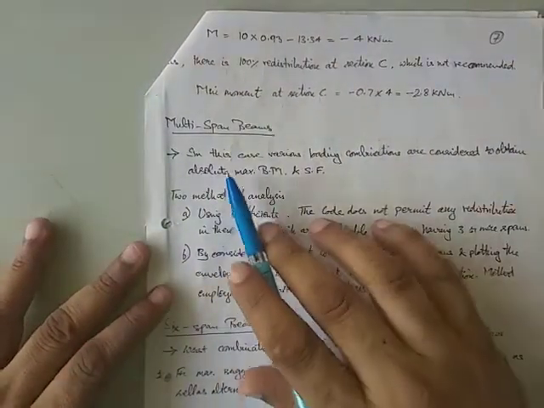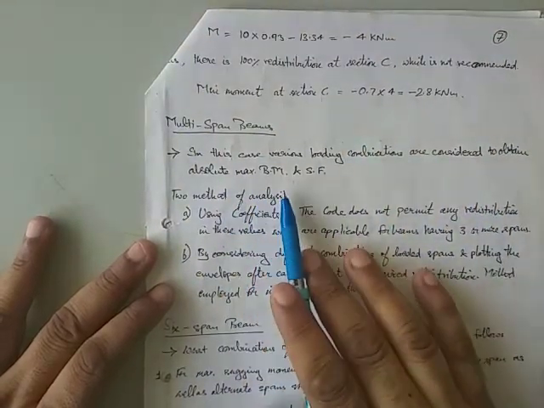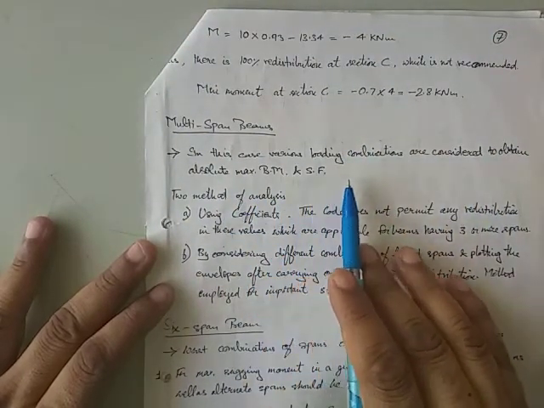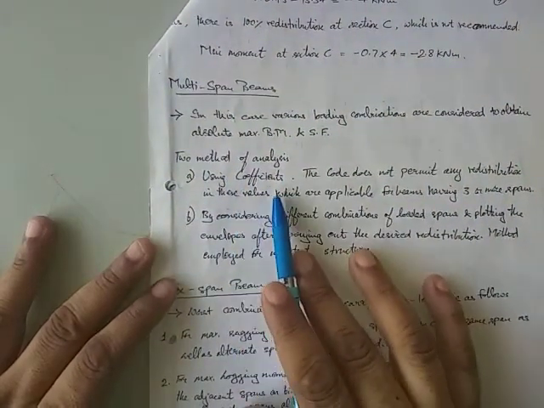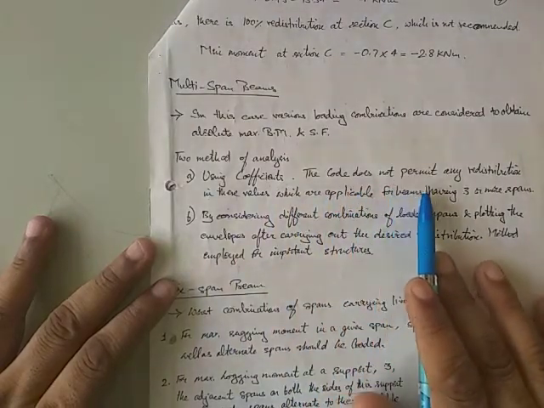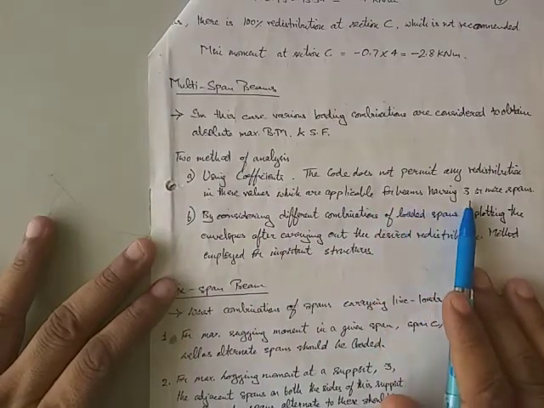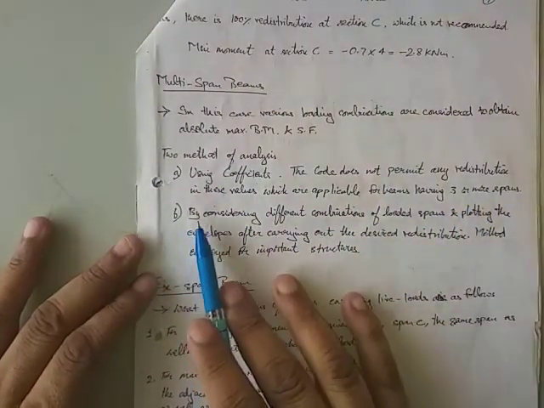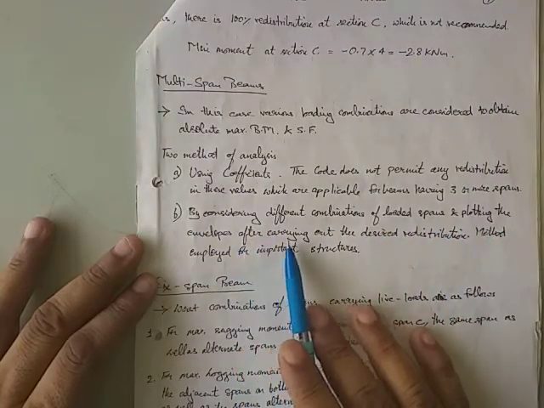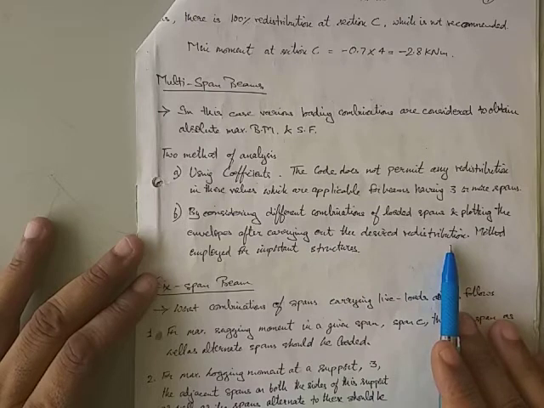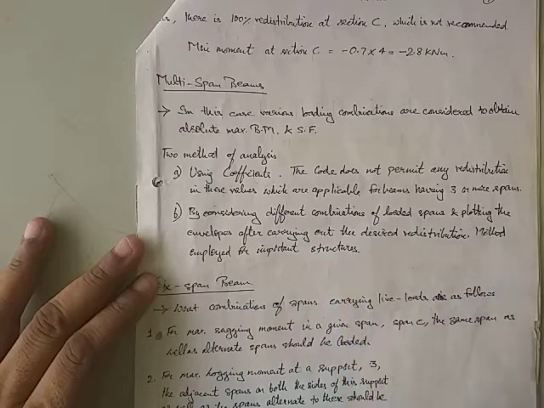In this case various loading combinations are considered to obtain the absolute maximum bending moment and shear force diagrams. There are two methods of analysis. First is using coefficient methods. The code does not permit any redistribution in these values, which are applicable for beams having 3 or more spans. Second is by considering different combinations of the loaded spans and plotting the envelopes after carrying out the desired redistribution. This method is employed for most important structures.